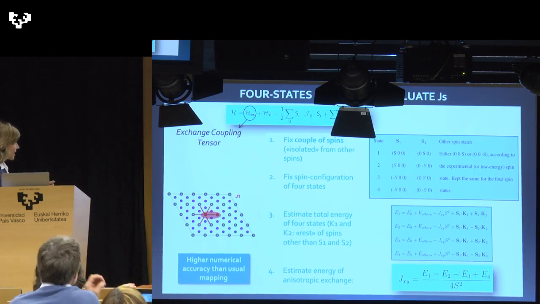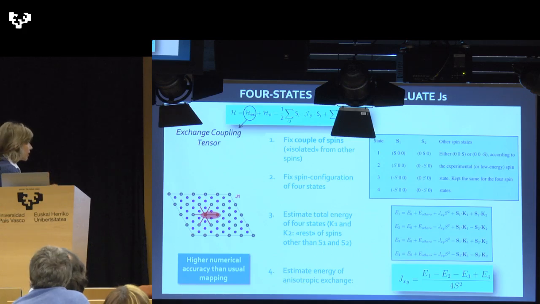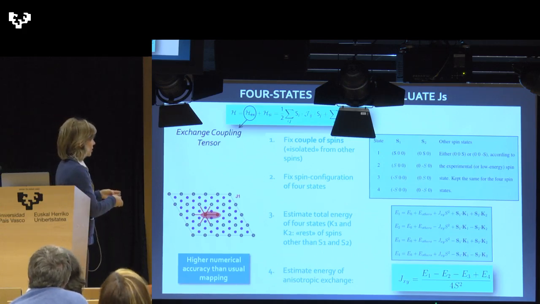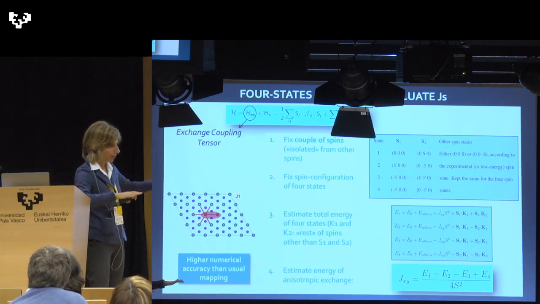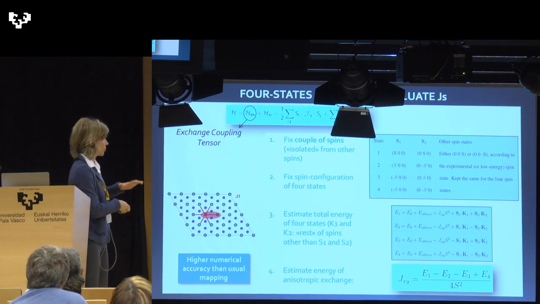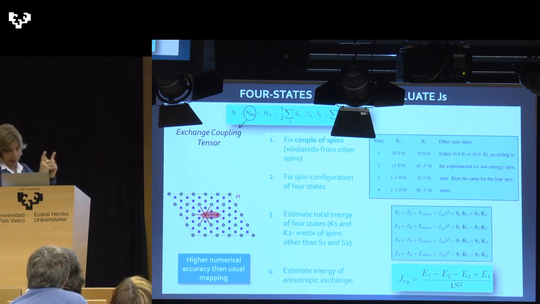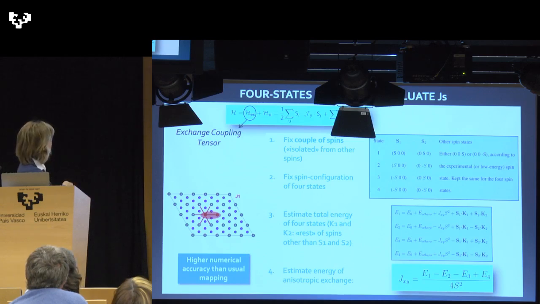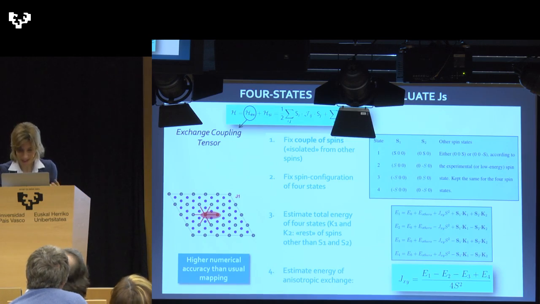And in this case, you're sort of achieving a higher numerical accuracy because you wash out all the other couplings to this bath. So you only isolate the intersite coupling between these two spins that you selected as a couple. And of course, here you need spin-orbit coupling, because otherwise this term wouldn't have any meaning.